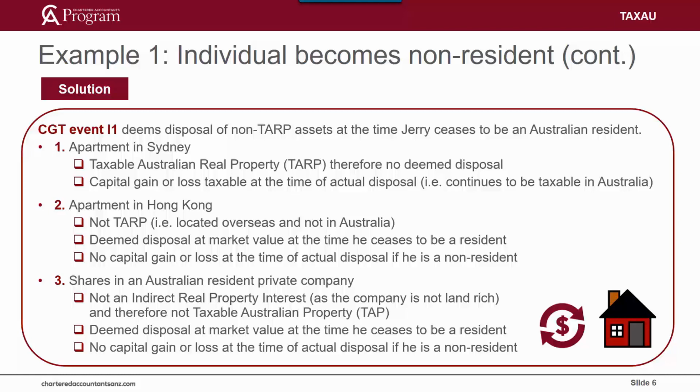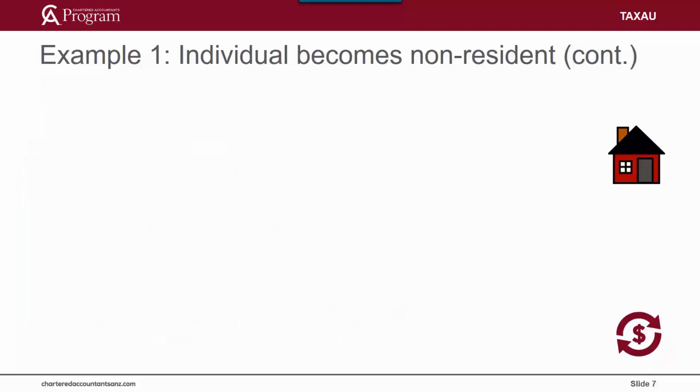The shares in the private company are not the type of TAP known as an indirect real property interest because the company is not land rich. That is, the majority of its assets are not TARP. Therefore, CGT Event I1 applies to deem the disposal of the shares at its market value at the time Jerry ceases to be a resident. Jerry will not be subject to further tax in Australia if the shares are actually sold when he is a non-resident. So let's check your understanding.